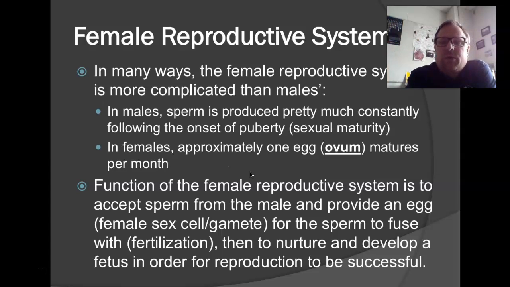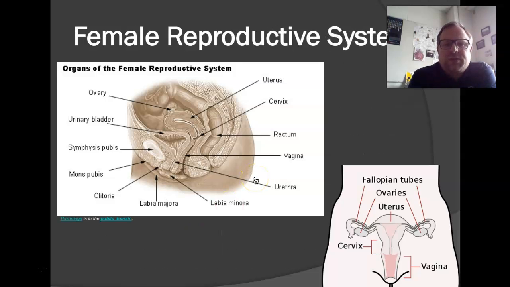So the function of the female reproductive system is simply to accept sperm from the male and to provide an egg or gamete for the sperm to fuse with during fertilization. Then it gets complicated because the system also needs to be designed to develop a fetus in order for reproduction to be successful. So there's a requirement for the female to have the right parts in order to develop and give birth to a fetus if everything is successful. So here's a quick diagram of the female reproductive system.